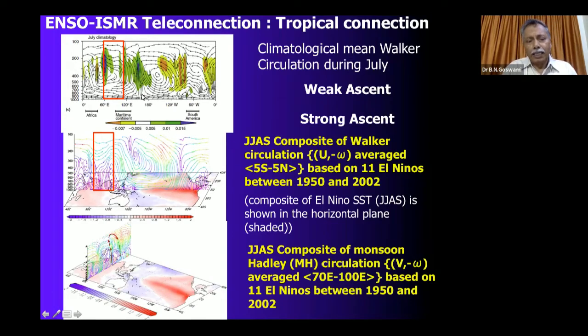During El Nino, what happens? Suppose you took a composite of several El Nino events and looked at the Walker circulation. It turns out this is the Walker circulation during 11 El Nino events, and it changes. It produces ascending motion now in the Central Pacific, because the rain belt has now moved to the Central Pacific, and then there is descending motion here in the Western Pacific, and this region where there was ascending motion is replaced by descending motion.